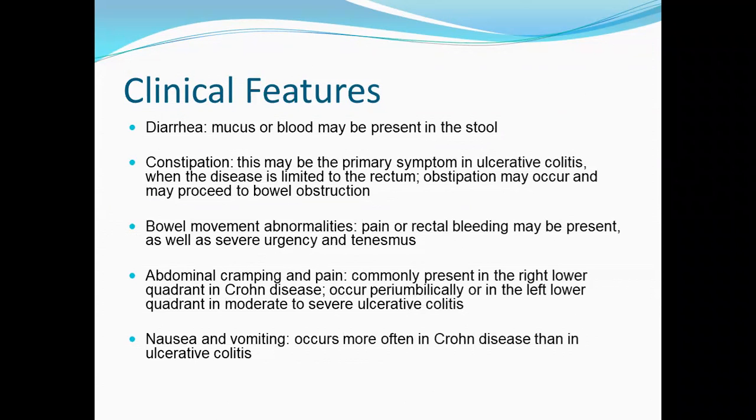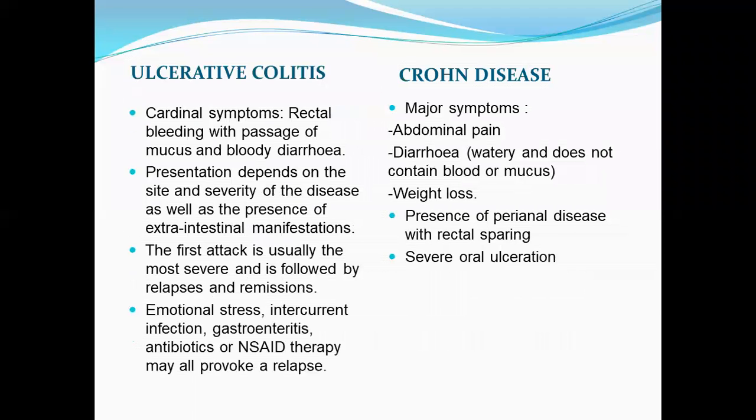Abdominal cramping and pain is common in the right lower quadrant, which speaks more to Crohn's disease. There can also be pain around the periumbilical regions, and then pain at the left lower quadrant in moderate to severe ulcerative colitis. There can also be nausea and vomiting, which often occurs more in Crohn's disease than in ulcerative colitis. When it comes to each of them, there are some cardinal symptoms.